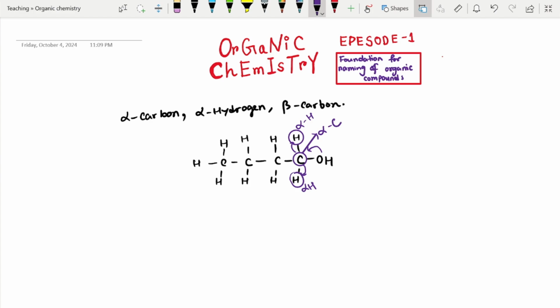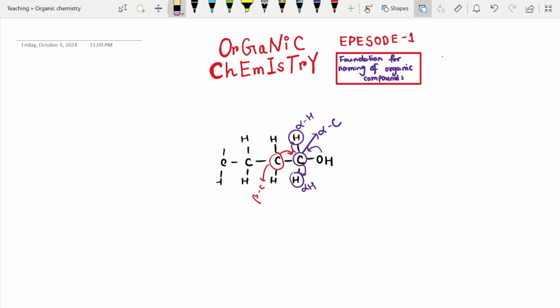The carbon which is attached to the alpha carbon. So here, this particular carbon is attached to the alpha carbon, right? So this is termed as beta carbon. Okay, so we know what alpha carbon is, what alpha hydrogen is, and what beta carbon is. Now we will be discussing the functional group. Let's discuss what a functional group is.